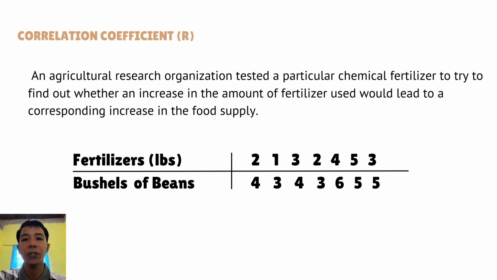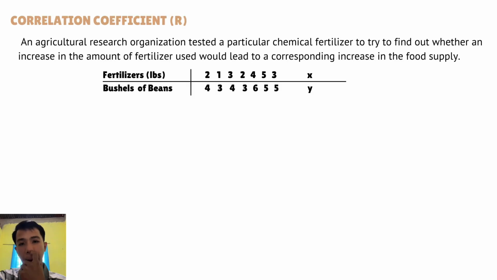Now, let's do an example of correlation coefficient. An agricultural research organization tested a particular chemical fertilizer to try to find out whether an increase in the amount of fertilizer used would lead to a corresponding increase in the food supply. Let's look at the example or the data.